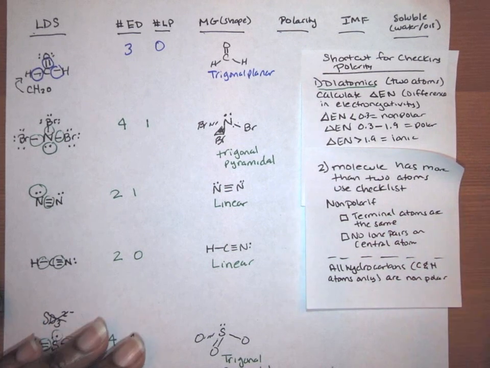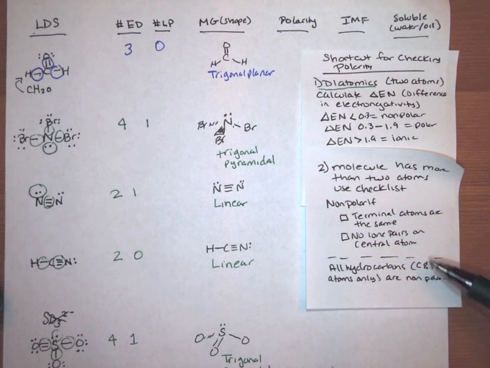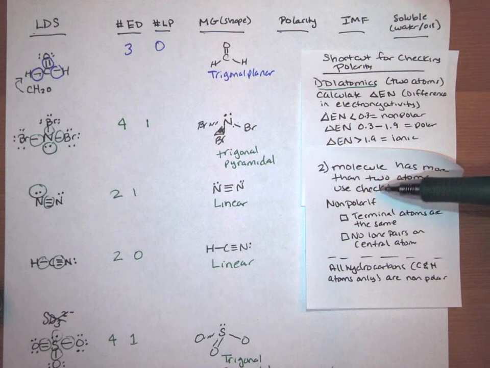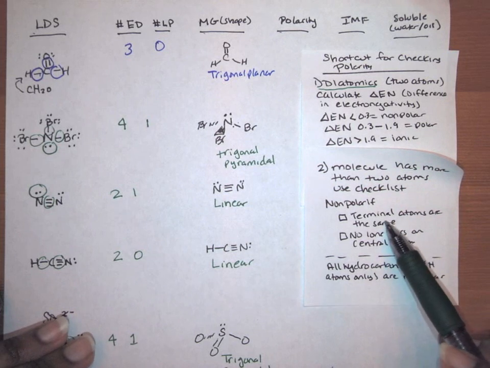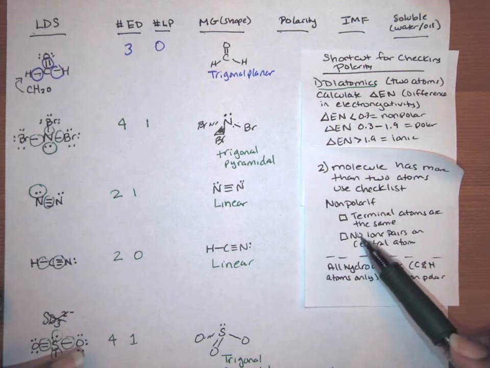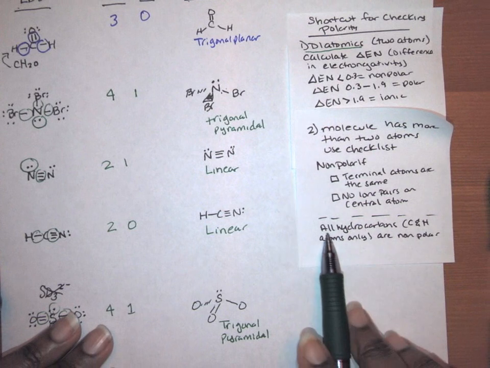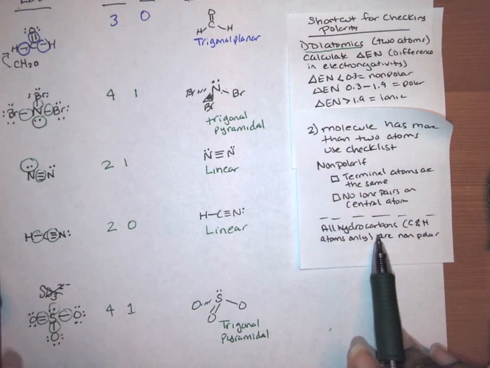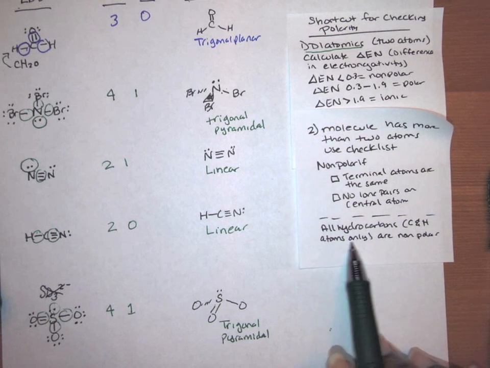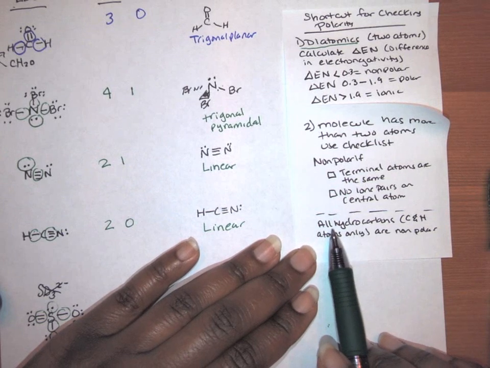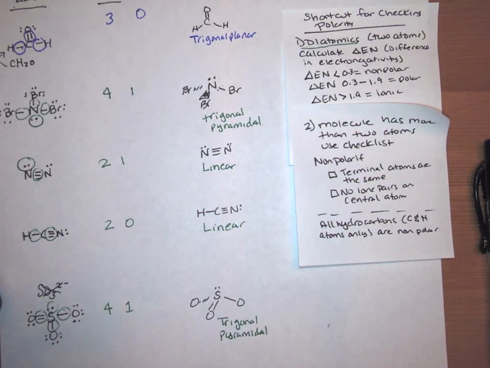If a molecule has more than two atoms, we can use a checklist. Now this is a shortcut, and shortcuts and tricks don't work for everything, and we'll see an example where this doesn't work. But for the molecules we need to know, it will work. It's nonpolar if the terminal atoms are the same, and there are no lone pairs on the central atom. You need to check both of these in order for it to be considered nonpolar. Another thing is if you have a hydrocarbon, which has only carbon and hydrogen atoms, these are always nonpolar. This really is not a trick per se, it is a general rule. So anytime you see carbon and hydrogen only, it's nonpolar.